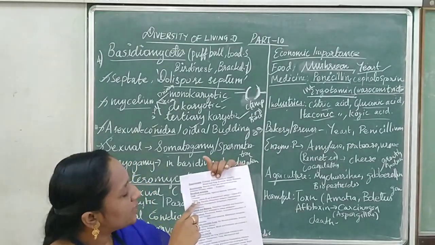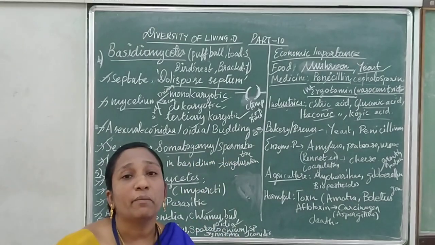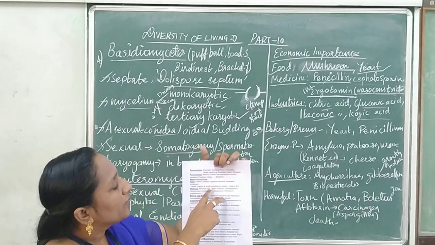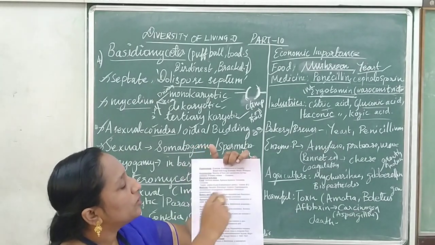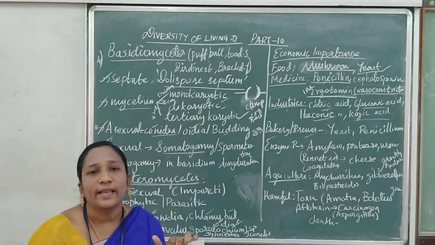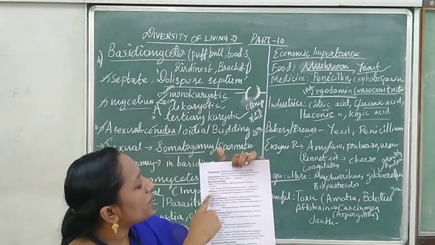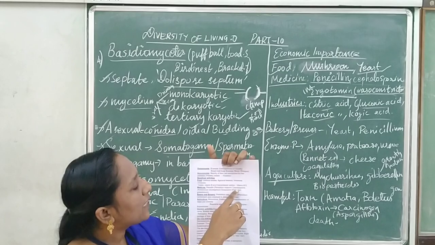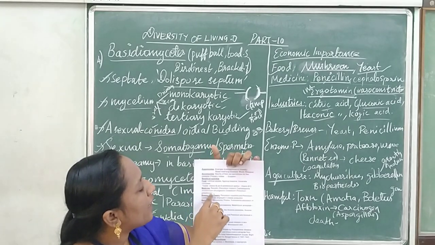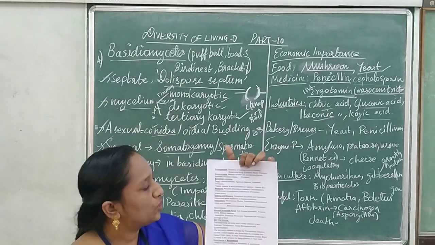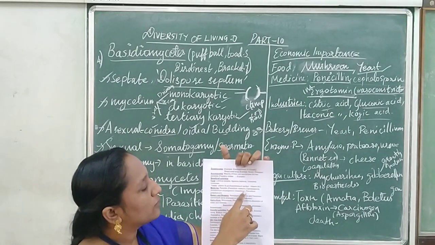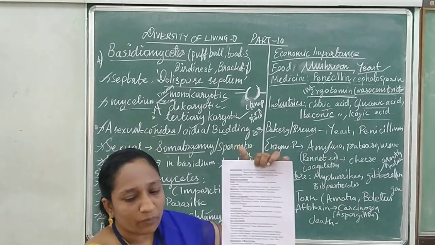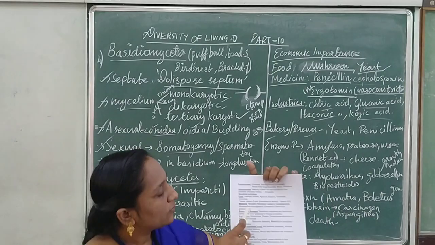Next, yeast. I already said yeast provides vitamin B, and it also provides vitamin B12. Here Eremothecium ashbyii is a special type of fungus which provides vitamin B12. Next, under medicine, we already learned: penicillin is produced by Penicillium notatum, cephalosporin is produced by Acremonium chrysogenum, and griseofulvin is produced by the fungus Penicillium griseofulvum. Children, up to this is clear?